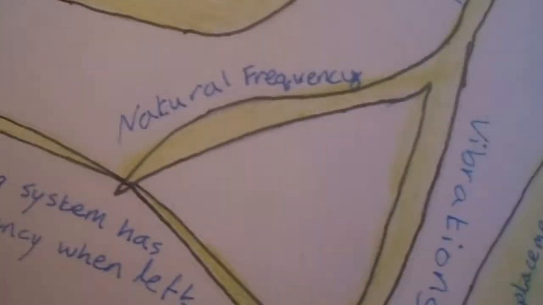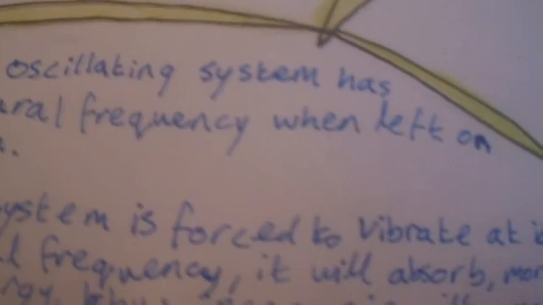And natural frequency is the frequency which any object in the world has. Every single object in the world has a natural frequency. Basically, any oscillating system has a natural frequency when left on its own. And if a system is forced to vibrate at its natural frequency, it will absorb more and more energy, thus increasing its amplitude, and this is also called resonance. This is pretty much an explanation of how resonance works.